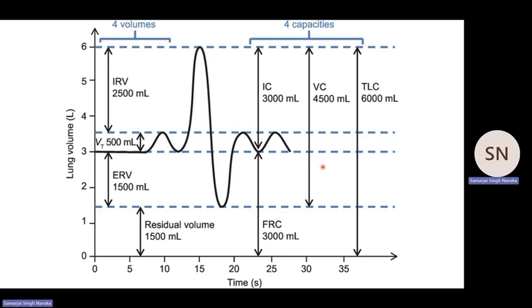Then on the right hand side of the graph, we see the relationship between the capacities and the volume. For vital capacity, it's clear: IRV plus VT plus ERV. For total lung capacity, we have again VC, or if you want, IRV plus VT plus ERV plus residual volume.